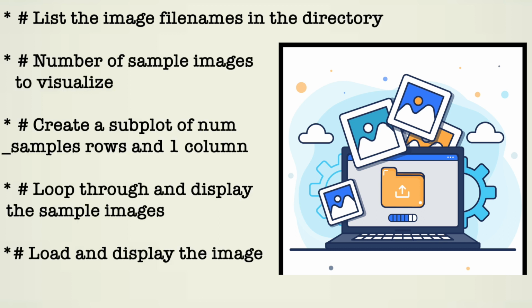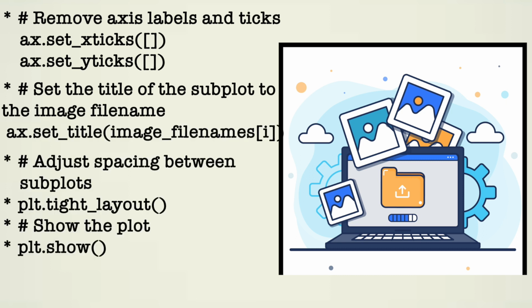List the image file names in the directory, then set the number of sample images to visualize, then create a subplot of num_samples rows and columns. Loop through and display the sample images. Load and display the image. Remove excess labels and ticks. Set the title of the subplot to the image file name. Then adjust spacing between subplots and lastly show the plot.